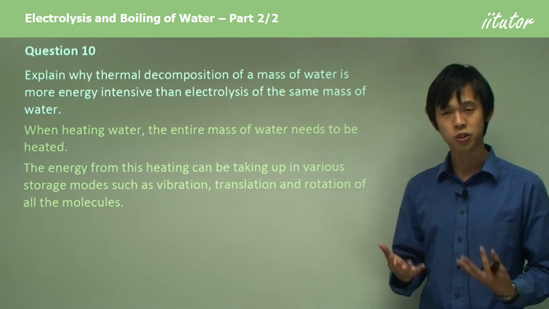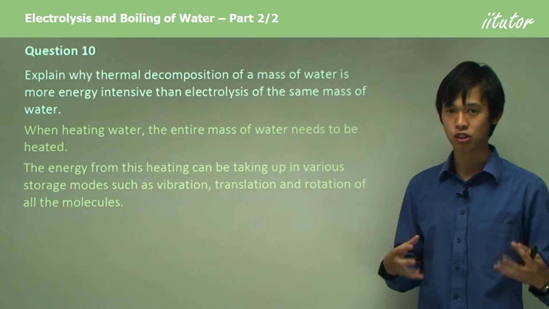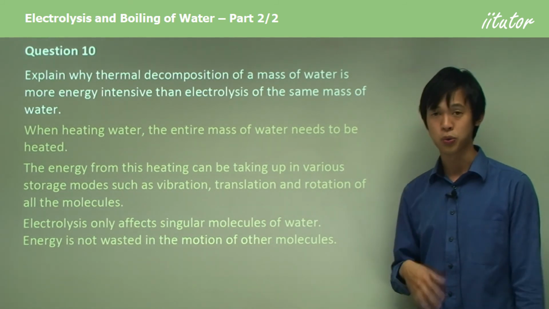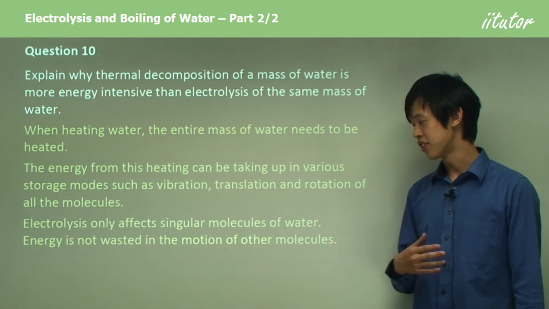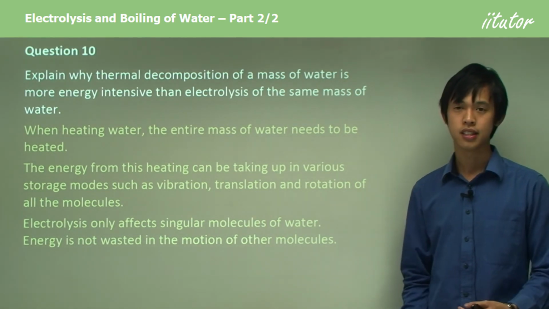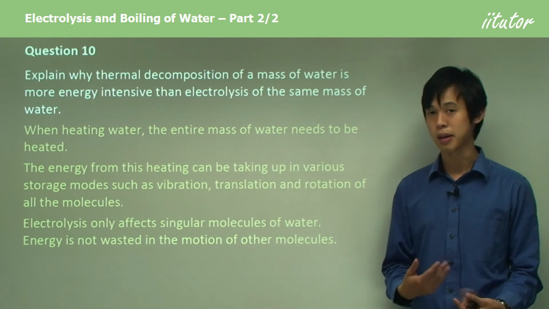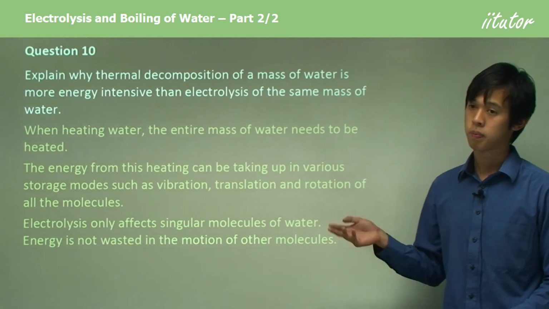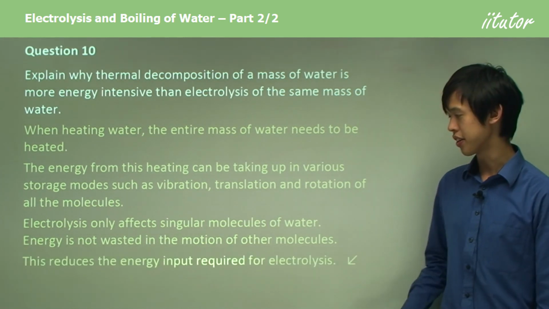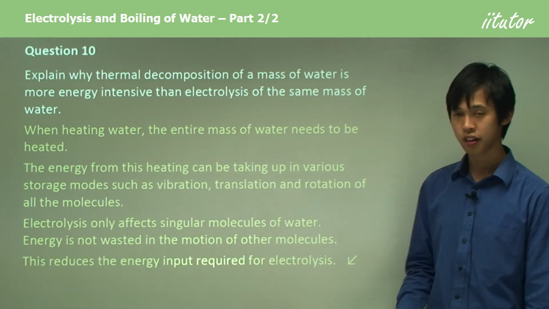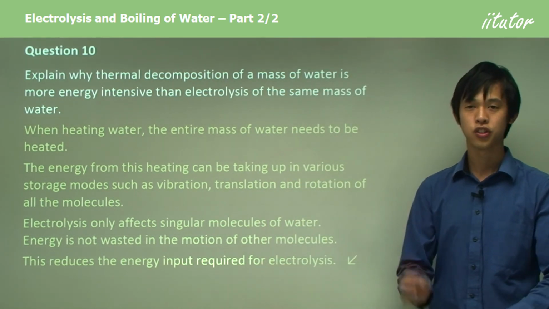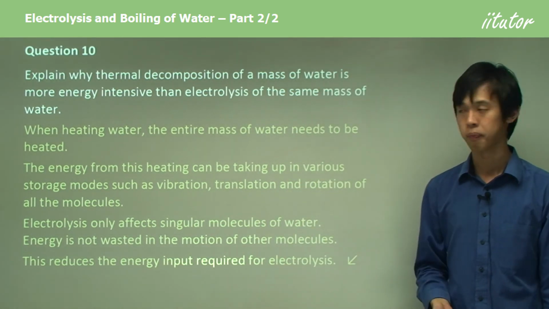And so they can actually store some of that energy that I'm trying to heat and use to break up bonds with. Now electrolysis only affects singular molecules of water at a time. And so energy is not wasted in moving other molecules from place to place. Okay, so that's why electrolysis may be a little bit more energy efficient in actually turning water into hydrogen and oxygen. And so this reduces the total energy input for electrolysis because it's not having to affect the whole mass of water, just singular molecules at a time.